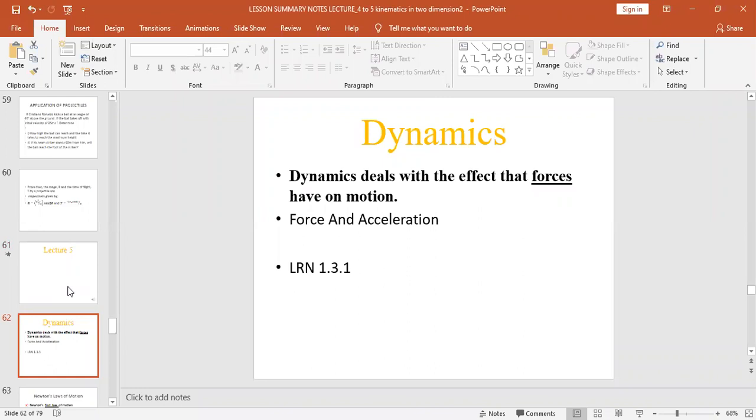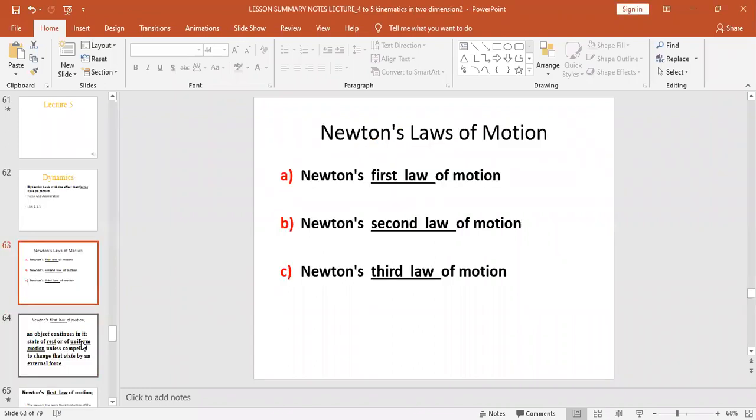Yeah, now we want to move into dynamics. In dynamics, like we said from day one, dynamics deals with what? Forces and their effects on motion. Very good. And there are very important laws which help us to analyze the effect of forces on motion. And these laws are Newton's laws of motion, which a lot of us are already aware of. So we'll be looking at them again.